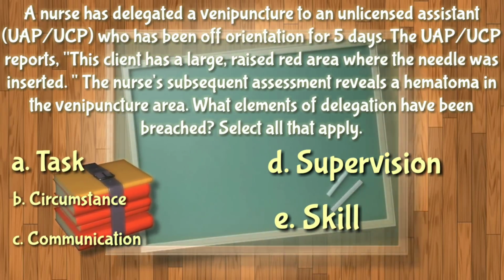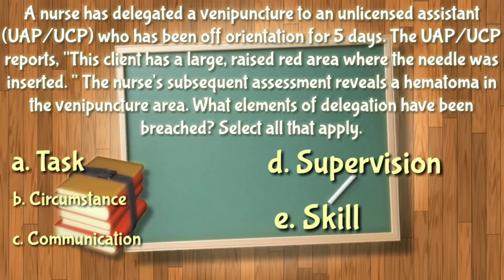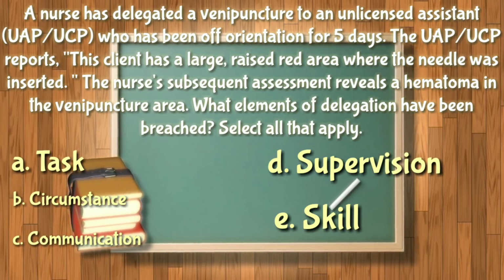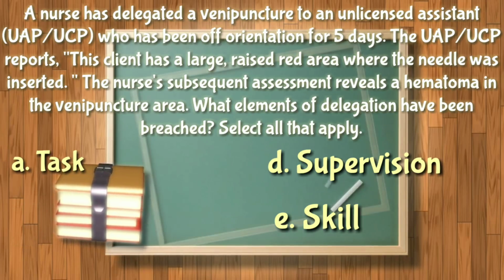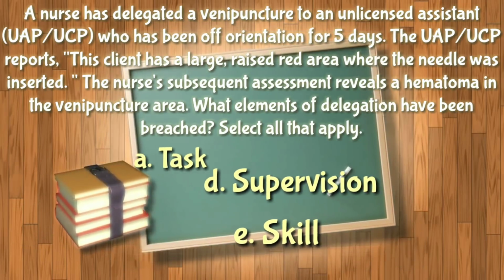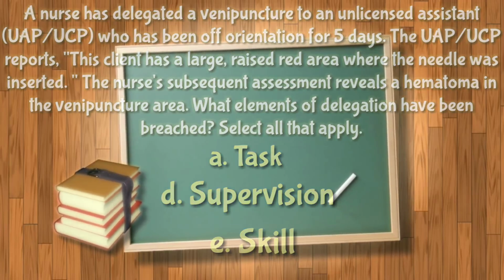Though the task is permissible in general, venipuncture is not the right task for UAP or UCP. That's why letter B and letter C are not included. So the final answer is letter A, letter D, and letter E.